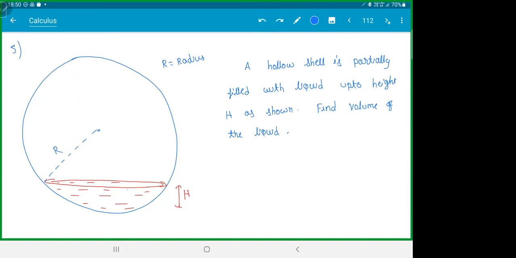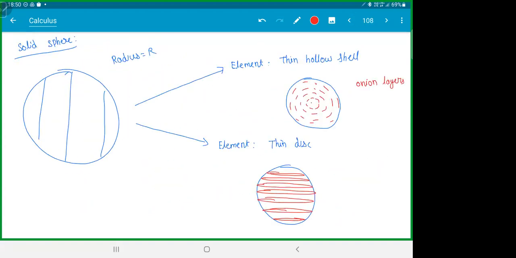Got it? I'm not asking you the mass of the shell. I'm asking the mass of this liquid. So this red color thing is the liquid. So what is the volume of the red color liquid? The shaded part. How do you do this? This is the hint. You have to take discs because you can't take shells here. It doesn't make sense.